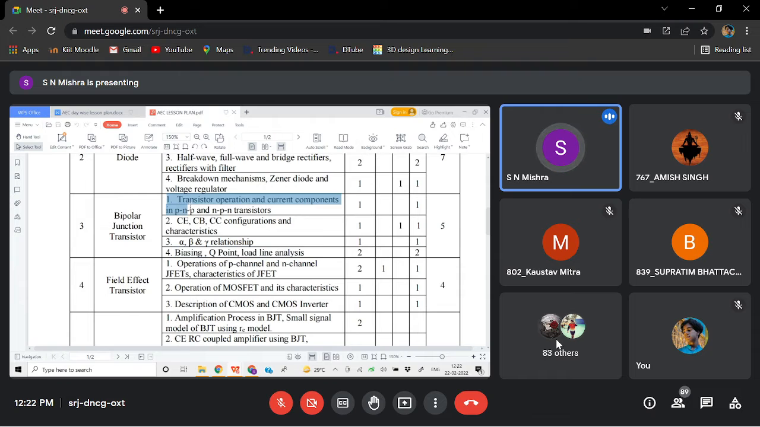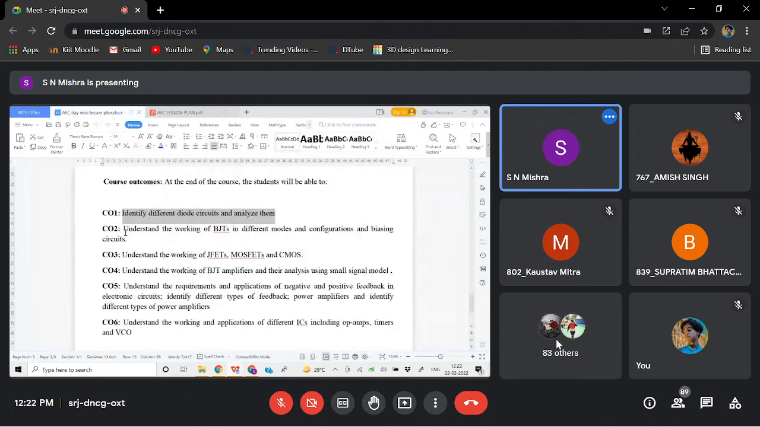So after finishing this transistor topic, or module 2, the student will be able to understand the working of BJT in different modes, configurations and biasing circuits. Okay, this is the objective of your course.